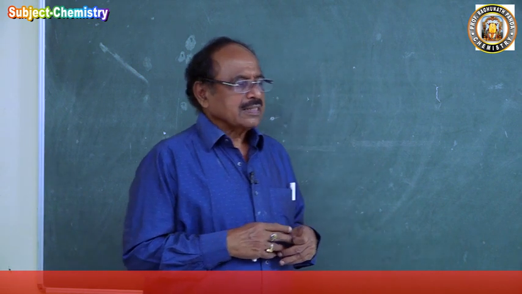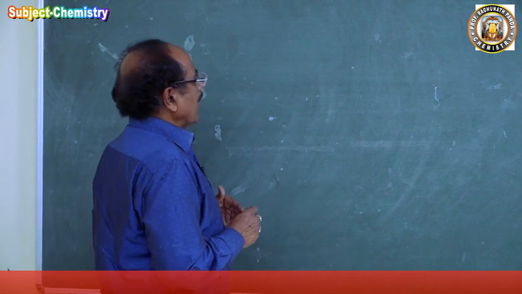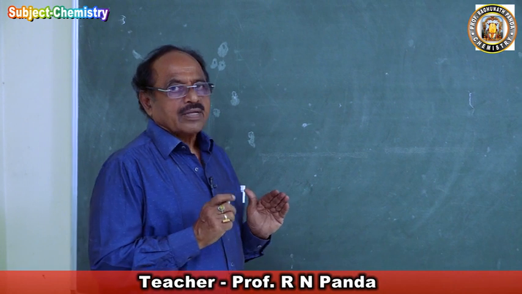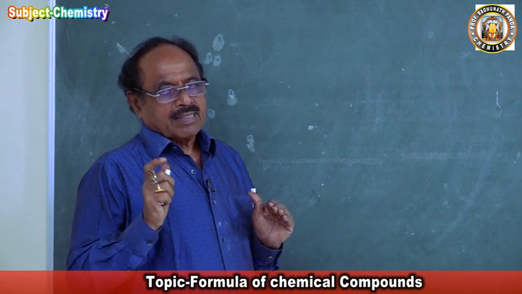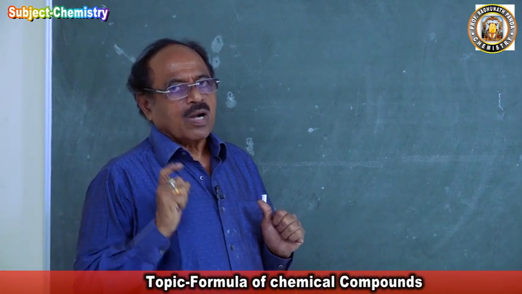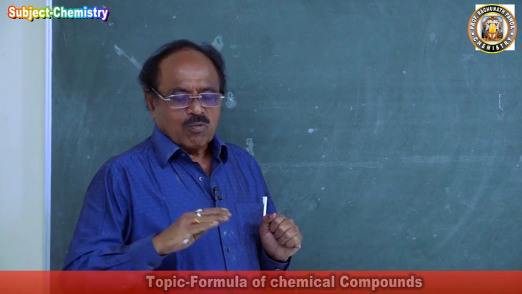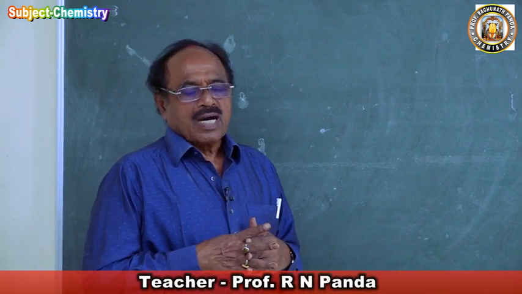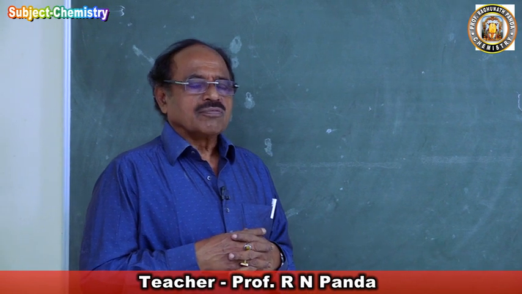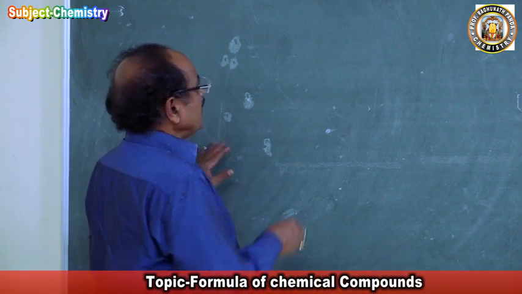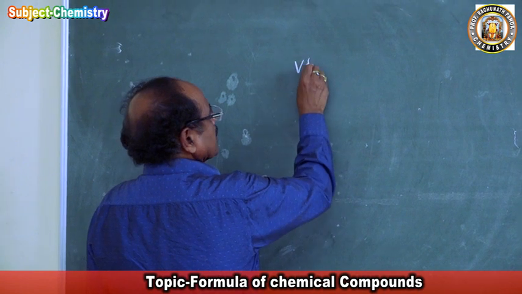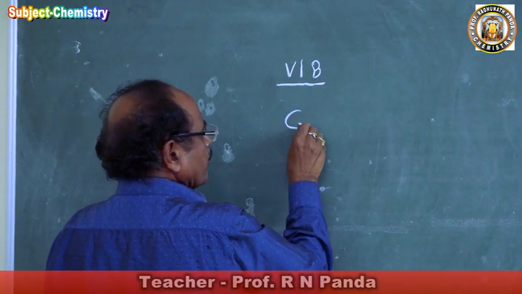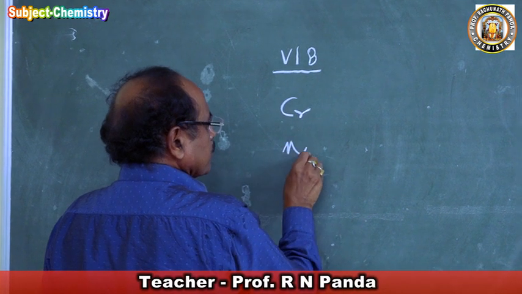Today's class is mostly about writing the chemical formula of a compound. How to write the chemical formula? First I will tell you a few more radicals, then I will go to how to write the formula of chemical compounds. Now coming to the group 6B elements, we have two here, chromium and molybdenum.